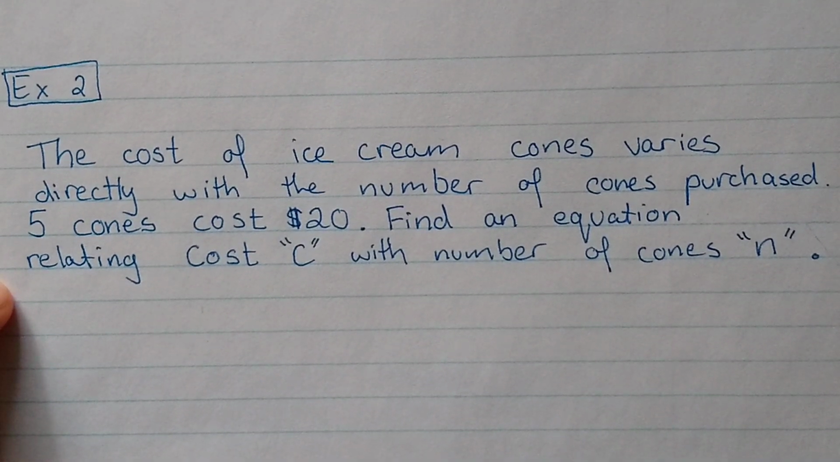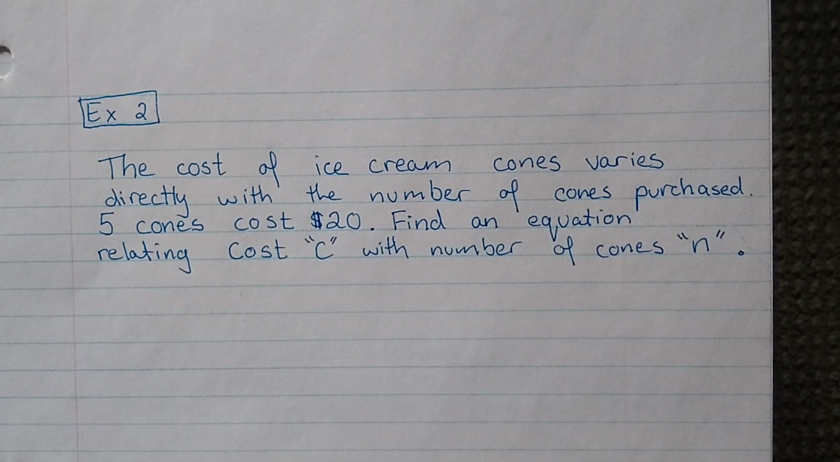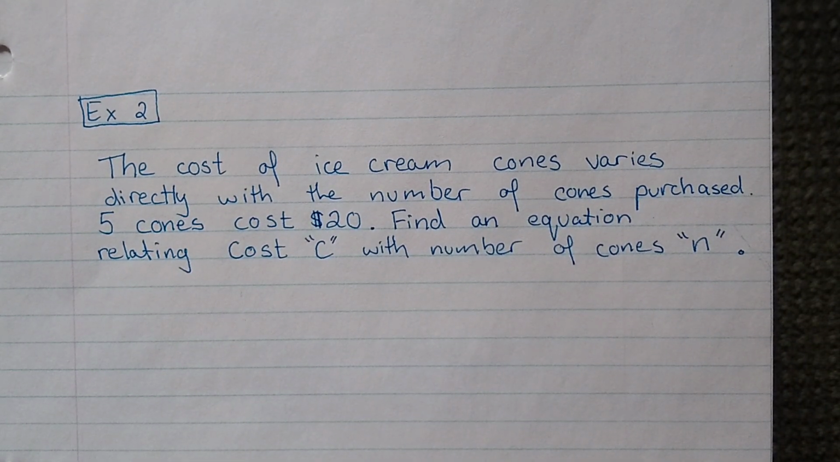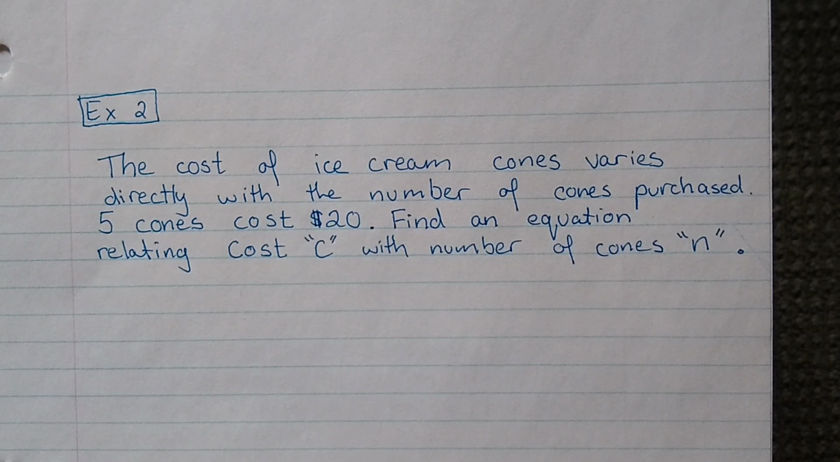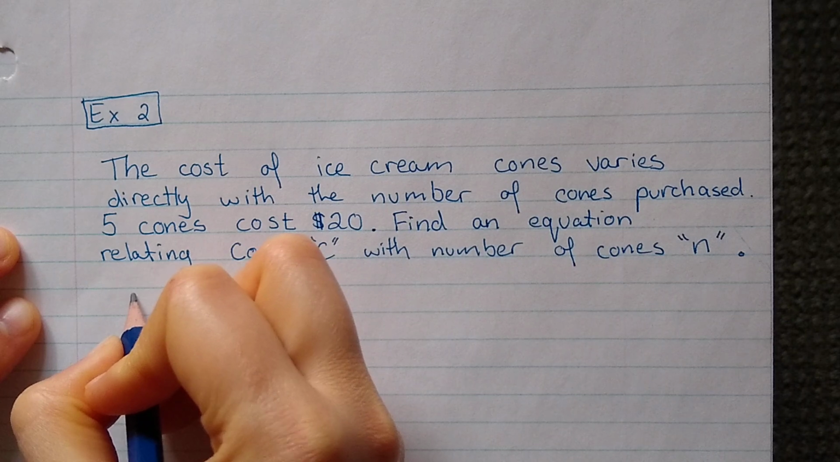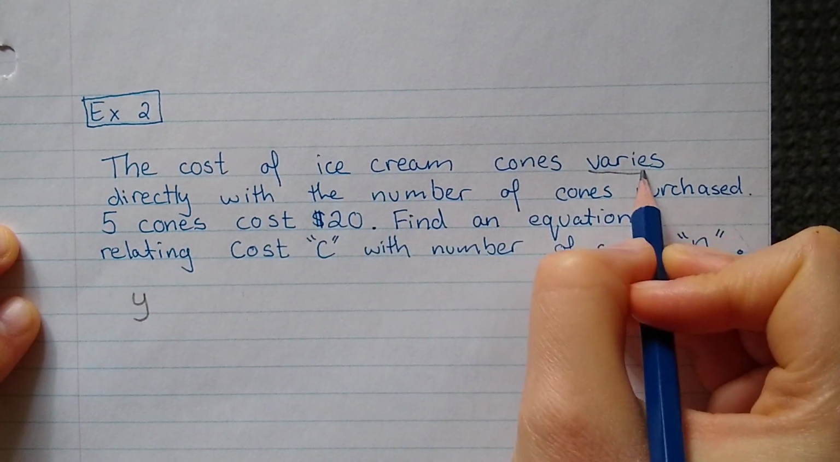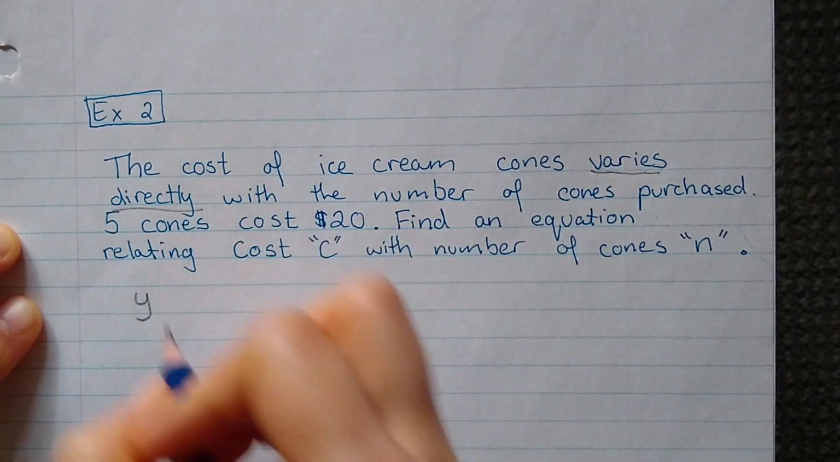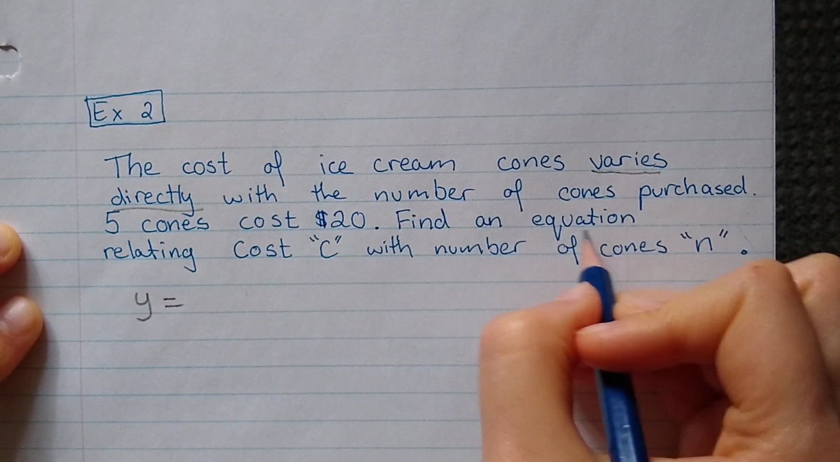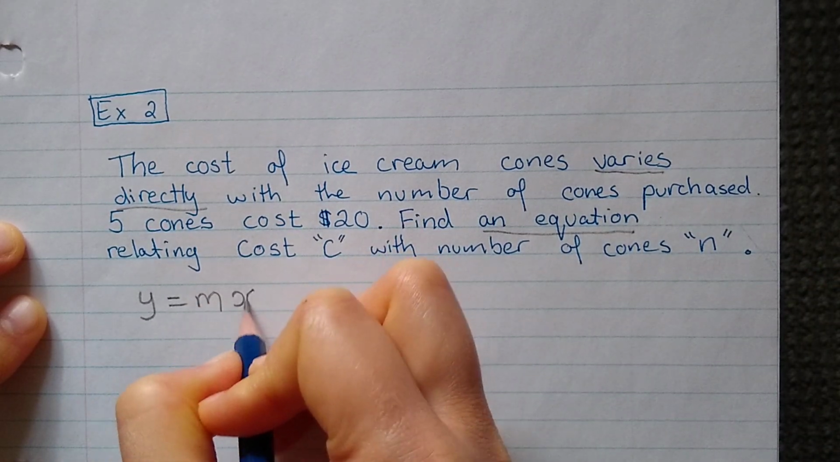The cost of ice cream cones varies directly with the number of cones purchased. 5 cones costs $20, and then we need to find an equation relating cost C with the number of cones N. So if you remember at the beginning, we saw that for direct variation, and this is direct variation here, varies directly, if we're finding an equation, it's going to have the form y equals mx.